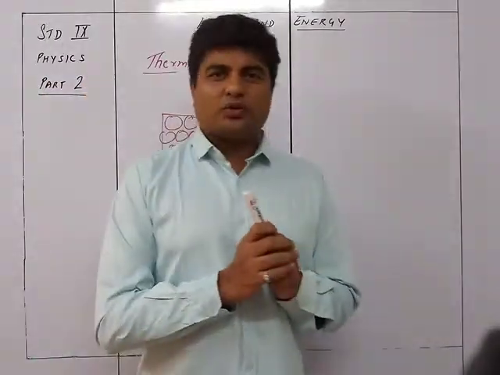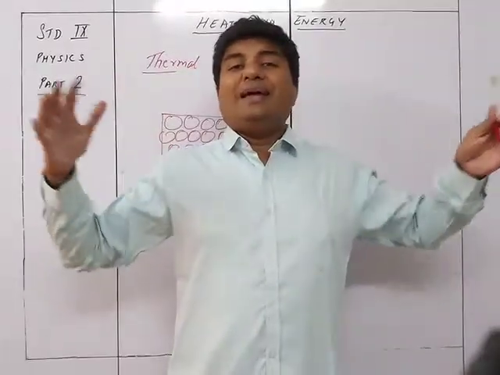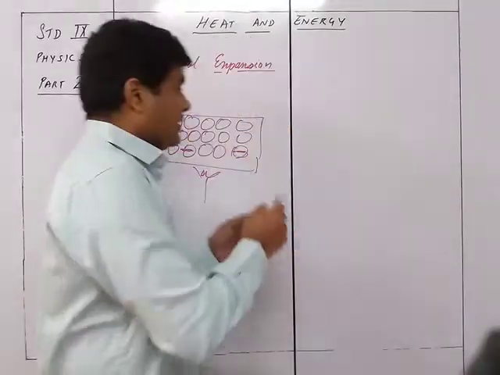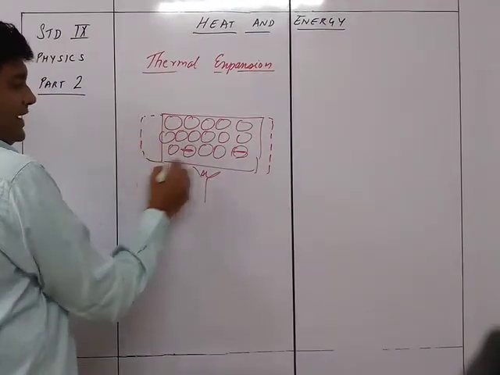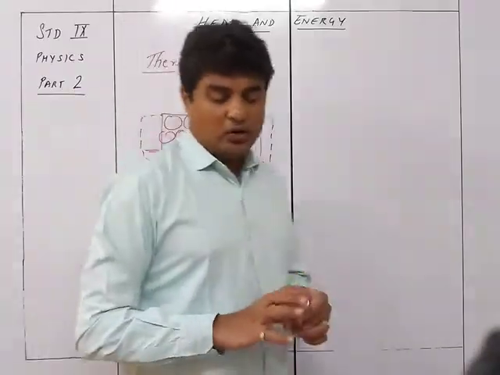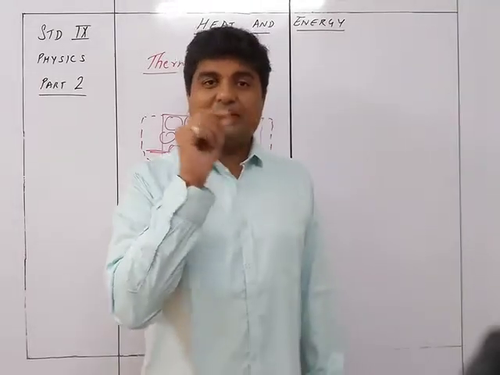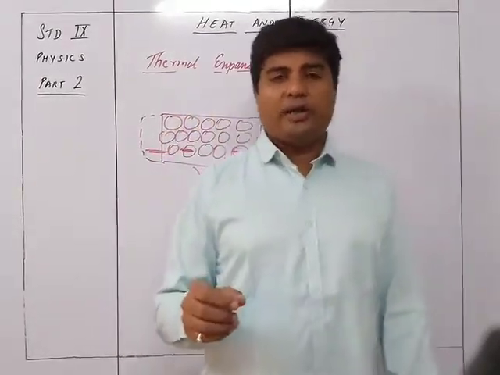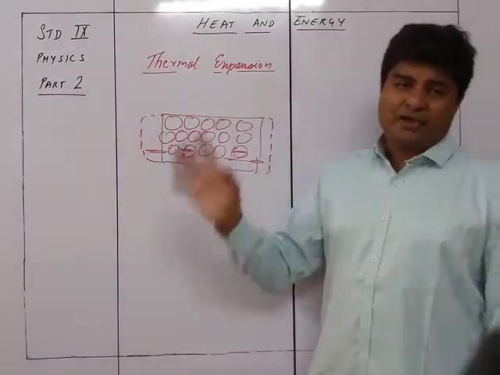So initially, if they are moving this much, then by giving heat they will move a little more, so what will happen? It will have more space, it will require more space, so it is going to extend on both sides, so the dimensions of the body are going to increase. So this increase in the size, or increase in the length, breadth or height of a body when heat is imparted to it, is called thermal expansion.